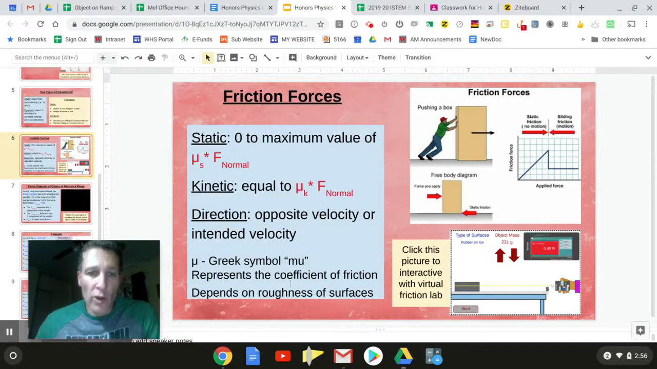Now remember, this symbol is the Greek symbol mu. It represents coefficient of friction. The bigger this value is, the rougher the two surfaces that are in contact. Ideally, if you had a frictionless surface, mu, the coefficient of friction, would be exactly 0. If you want to remind yourself of the friction lab we did earlier in the year, that is linked at the bottom right-hand corner of this slide.